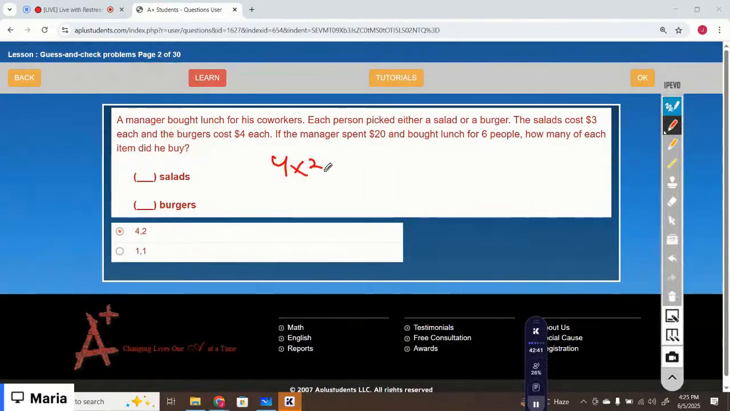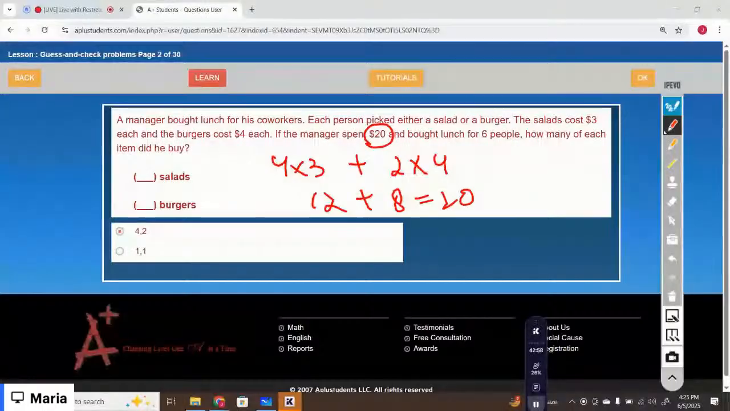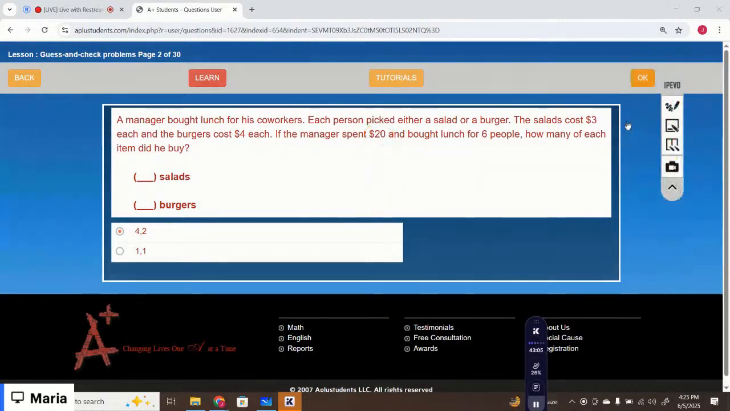4 times 3, and each burger costs $4. So 2 times 4. 4 times 3 is 12. 4 times 2 is 8, and that makes $20. And he had $20. So option number 2 is the correct option. Sorry, option number 1 is the correct option. 4 and 2 it is.